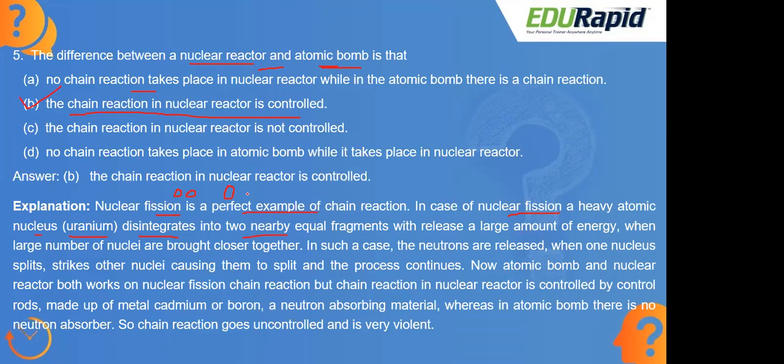During this disintegration, it also releases a large amount of energy, and this energy is used. The energy is usually released in the form of neutrons. When one nucleus out of these two splits and strikes the nuclei of the neighboring atom, the same continues again. It will hit the next one, and then the next one, so that it keeps continuously splitting.